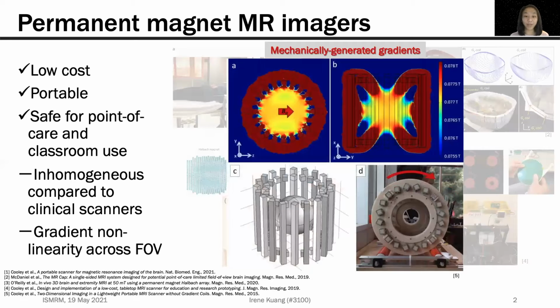As recently demonstrated by Clarissa Cooley at MGH for a Halbach array, time-varying gradient encoding fields can be generated mechanically by rotating the entire magnet array. In this presentation, I will describe a method in which encoding fields can also be generated mechanically, but with much smaller motions in a spokes and hub-based permanent magnet.